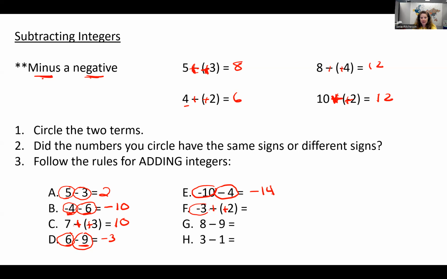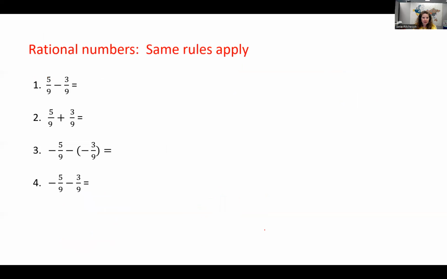And now I have a -3 combined with a +2, different signs subtract, keep the sign of the bigger digit. Letter G, I have +8 minus 9, different signs subtract, keep the sign of the bigger digit. And then letter H, 3 minus 1, different signs subtract, keep the sign of the bigger digit.